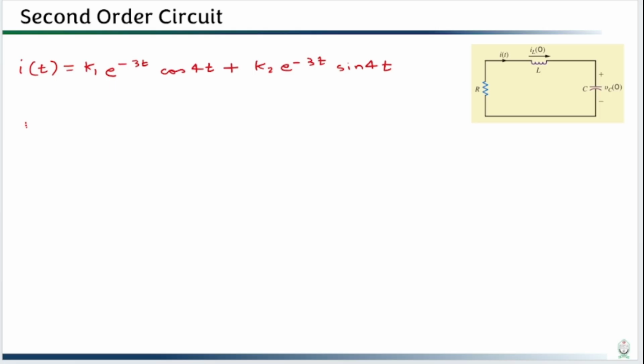So one initial condition given is that I0 is 4. If we replace t with 0 in this equation, we get K1 plus 0, which gives the value of K1 to be 4. Now we are left with the value of K2.